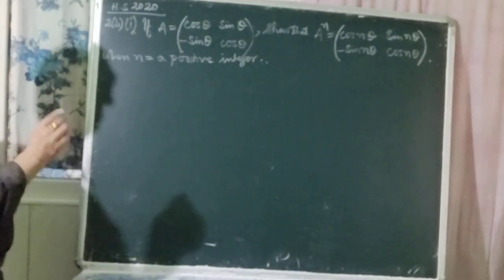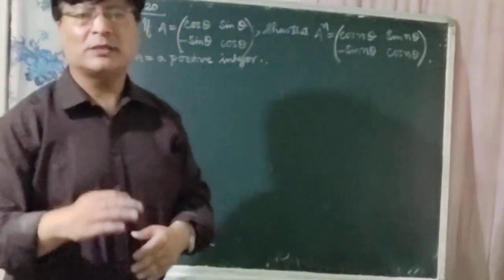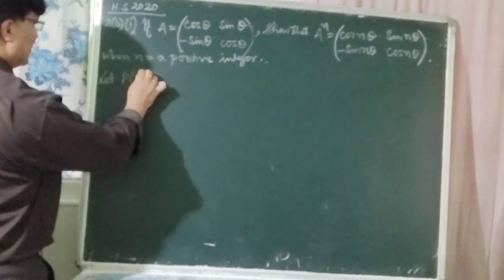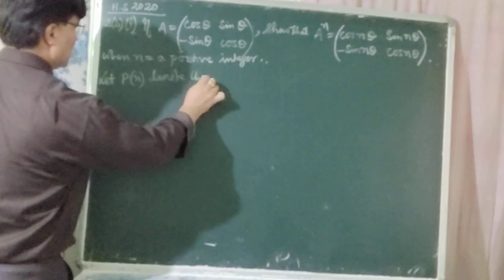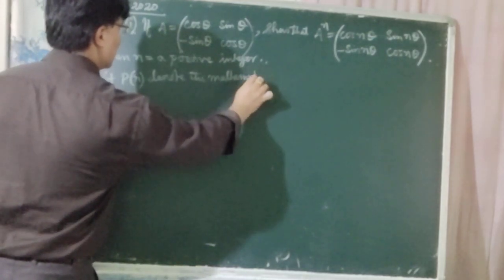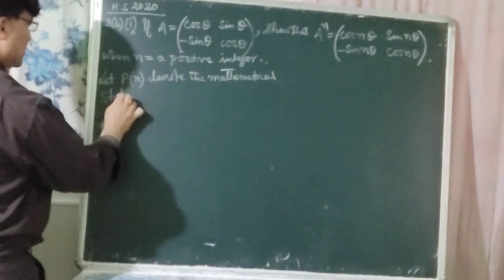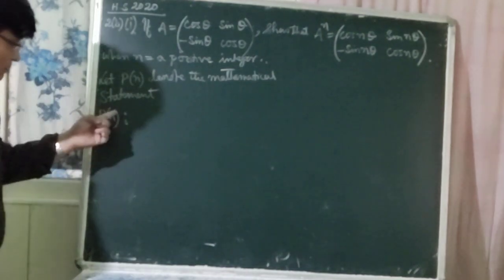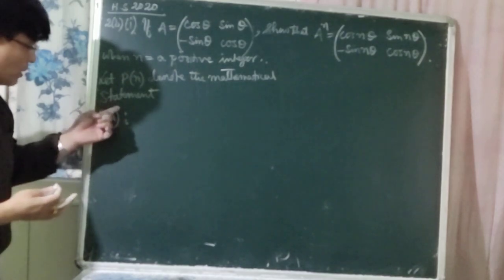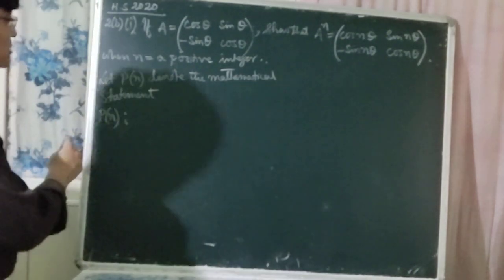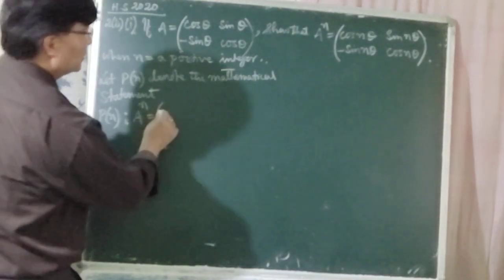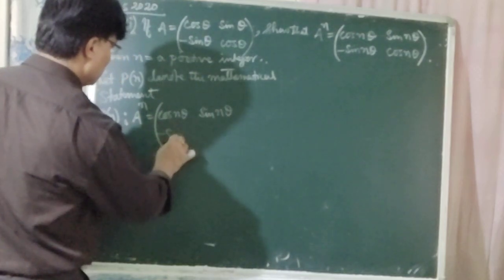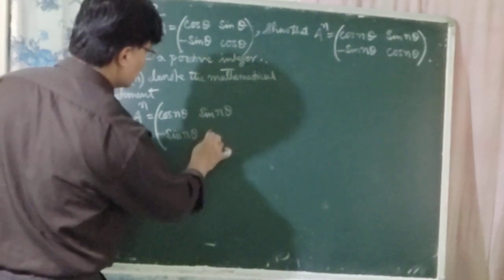Okay. So let us write this which is to be proved as a mathematical statement. Let P of n denote the mathematical statement P of n such that, this colon in English is known as such that in mathematical notation. Okay, P of n such that A to the power n is equal to cos n theta, sin n theta, then minus sin n theta, then cos n theta.